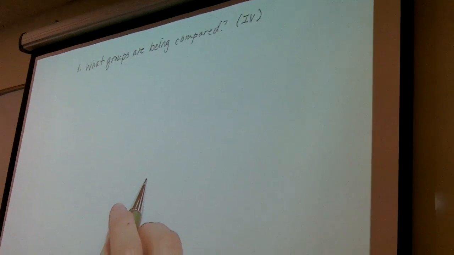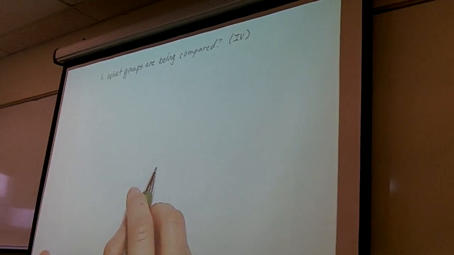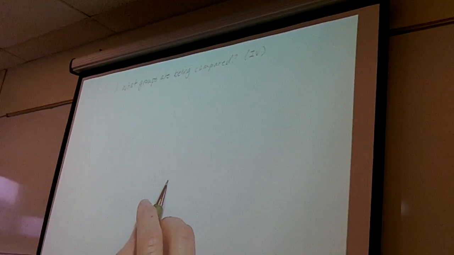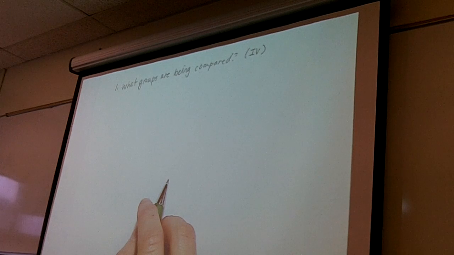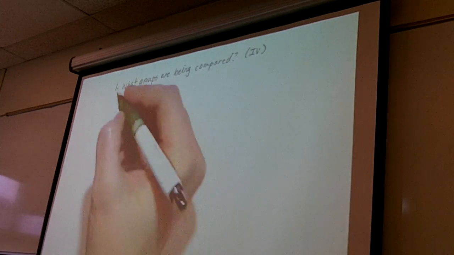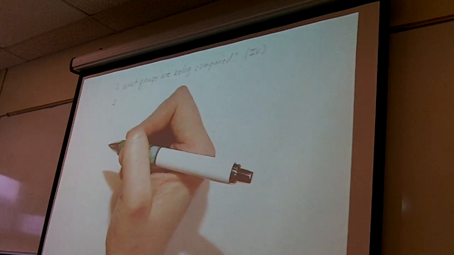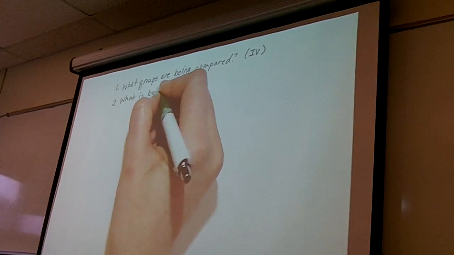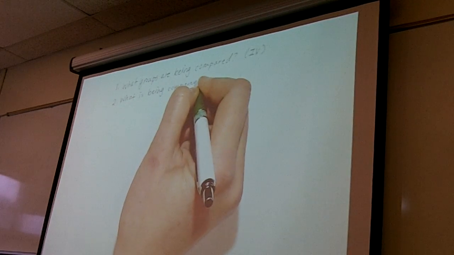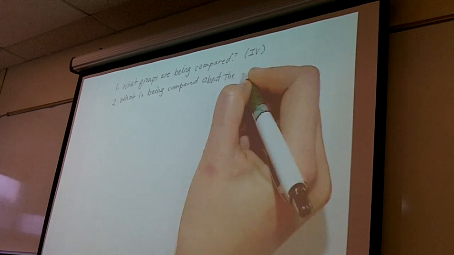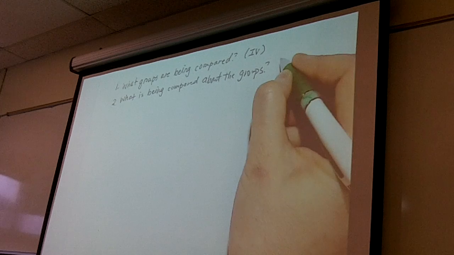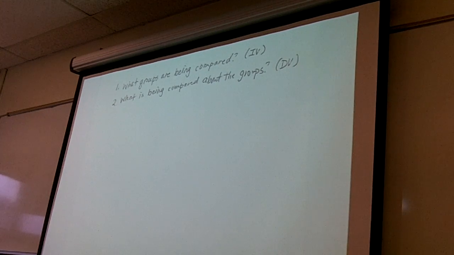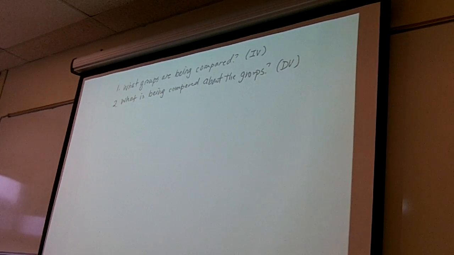We're comparing children who read a story with their name in it and children who read a story without their name in it, right? That's who we're comparing. Those are the groups that are created by the levels of the independent variable. All right. Next thing we're going to make sure is in our null hypothesis is what is being compared about the groups. And that's about the dependent variable. So what are we comparing about them? We're comparing how long they read in minutes.